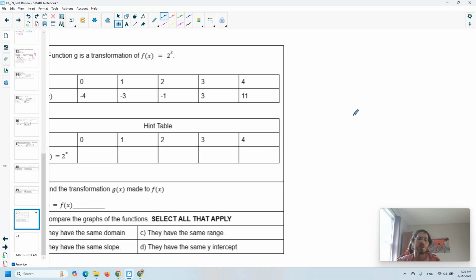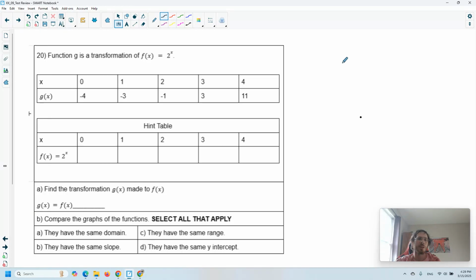Function g is a transformation of f of x equals 2 to the x. So what I'm going to do is instantly fill out this table, because they gave me a little hint table. I'm going to figure out what 2 to all of these powers are. So 2 to the 0 is 1. 2 to the 1 is 2. 2 to the 2 is 4. 2 to the 3 is 8. And then 2 to the 4 is 16. So it says, find the transformation g of x made to f of x.